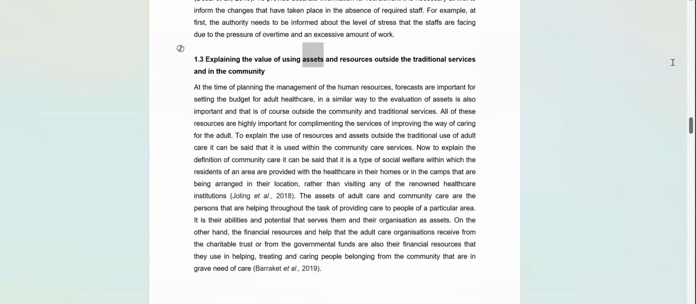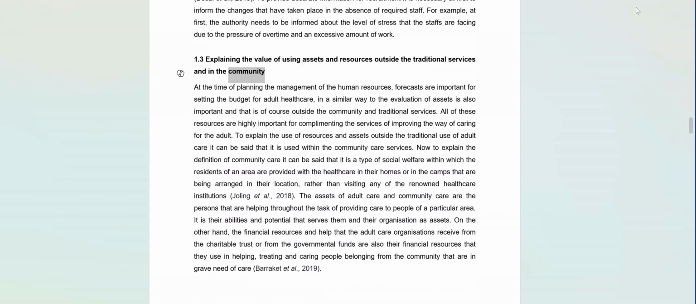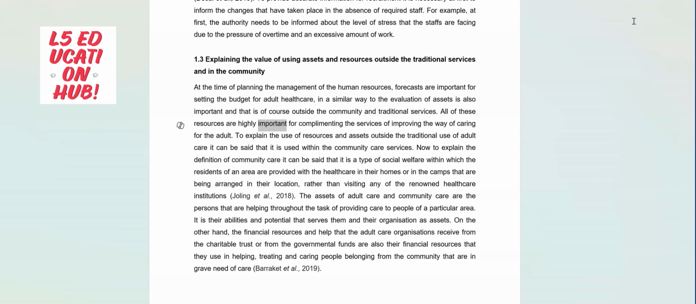1.3 Explaining the value of using assets and resources outside the traditional services and in the community. At the time of planning the management of the human resources, forecasts are important for setting the budget for adult healthcare, in a similar way to the evaluation of assets is also important, and that is of course outside the community and traditional services. All of these resources are highly important for complementing the services of improving the way of caring for the adult. To explain the use of resources and assets outside the traditional use of adult care, it can be said that it is used within the community care services.